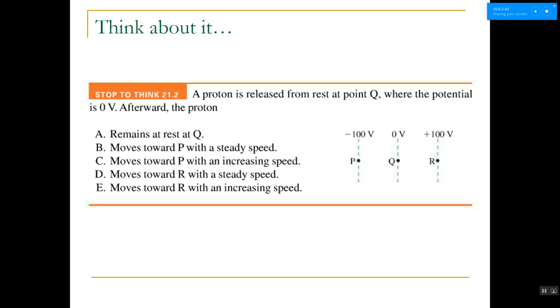Here's a question for you guys. A proton is released from rest at point Q, where the potential is 0. What does the proton do? Does it stay there? Does it move to the left? Does it move to the right? Does it change speed? Does it not change speed? What's going to happen?